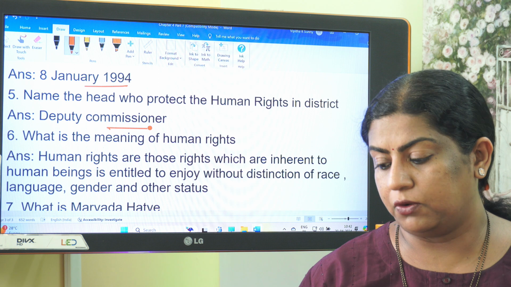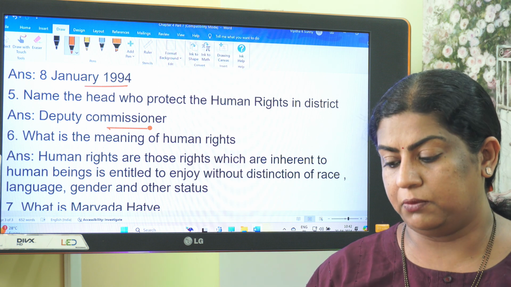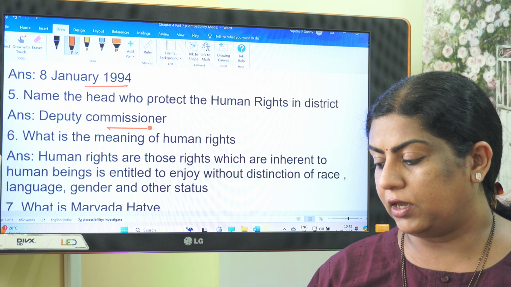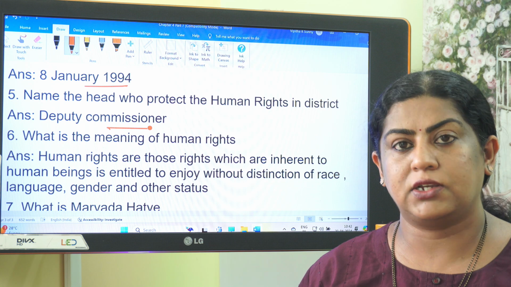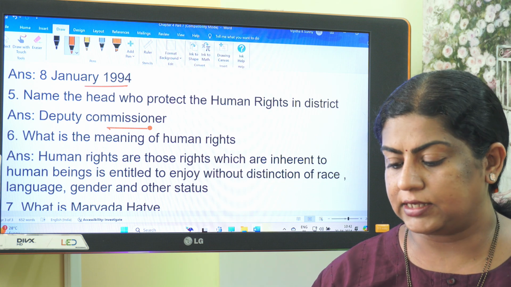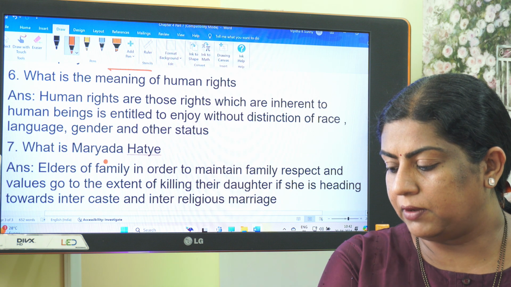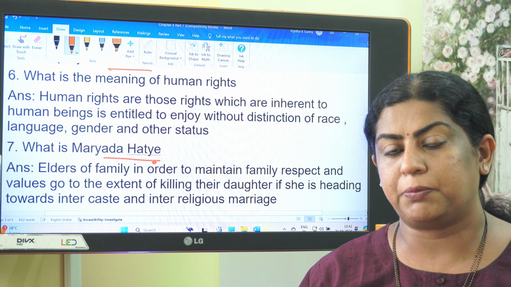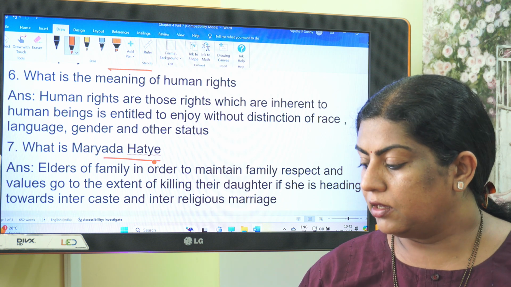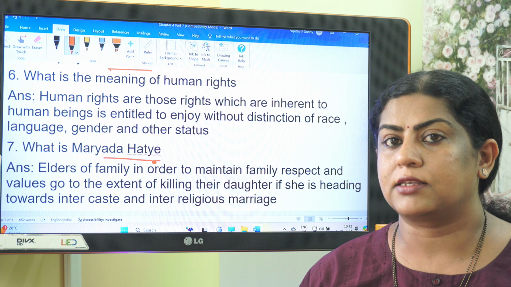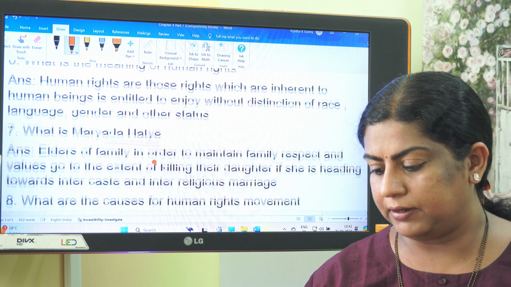What is the meaning of human rights? Human rights are those rights which are inherent to human beings, which everyone is entitled to enjoy without distinction of race, language, gender and any other status. What is Maryada Hatya? That is, elders of the family, in order to maintain family respect and values, go to the extent of even killing their daughter if she is heading towards an intercaste or interreligious marriage. That is called Maryada Hatya.